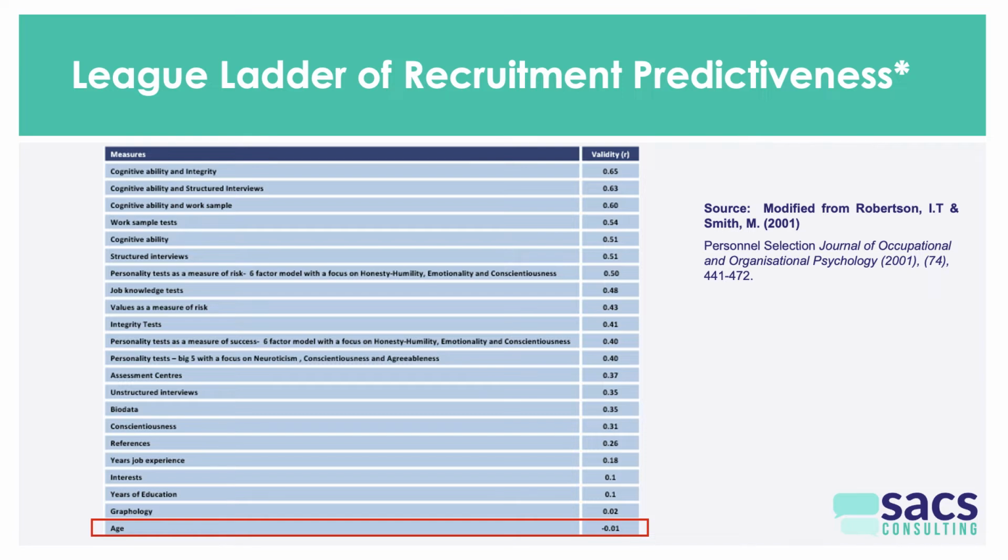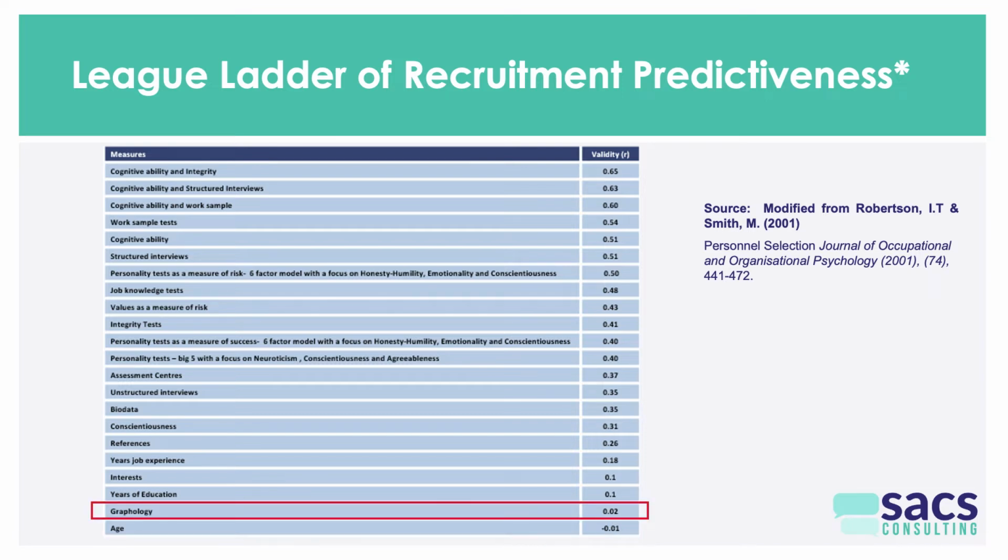Its correlation is very close to 1. Graphology is also a very weak predictor. Well, age is an important thing. I mean, I'm approaching 60. I'm actually approaching it from the wrong side, to be truthful, but age is not a good predictor. So don't discriminate in favour of older people or younger people.